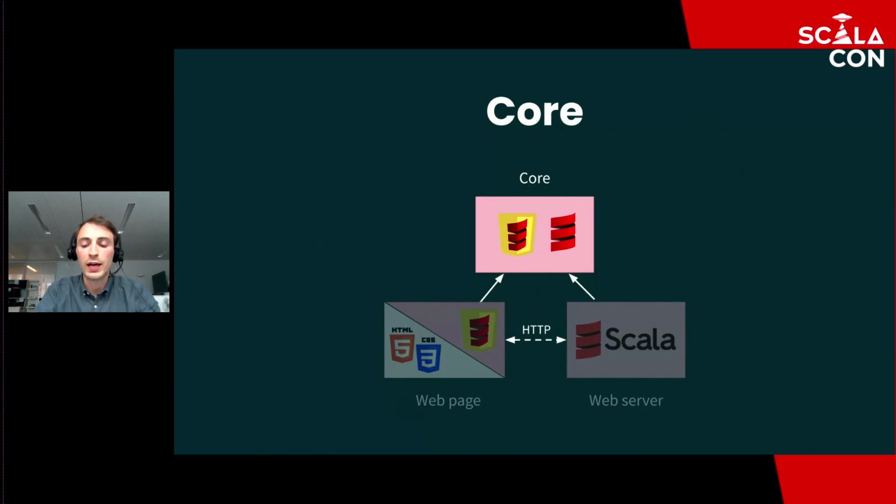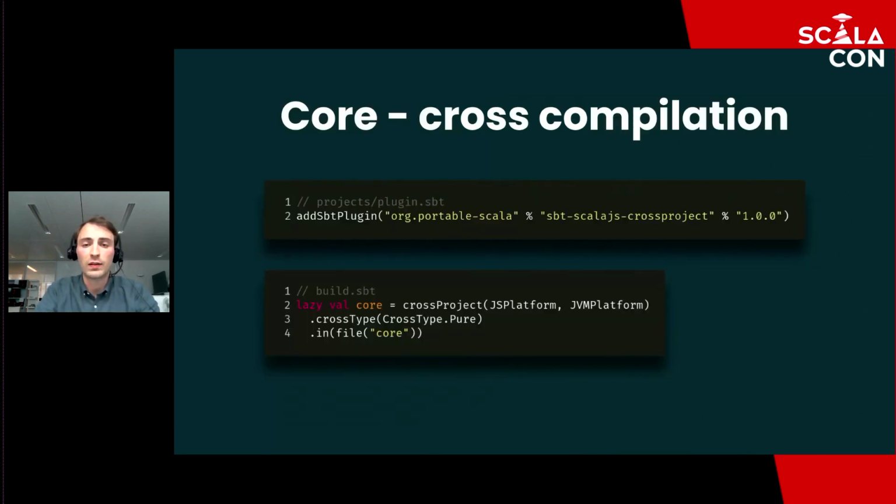We will now try to have the web page communicate with the web server. And for that, we need to create the node data class, and it needs to be compiled to Scala.js to be used by the web page, and also to Java bytecode to be used by the web server. So we create a cross project. For creating a cross project, we need a little SBT plugin called SBT Scala.js cross project. And then we can define a cross project on the JS and JVM platform.